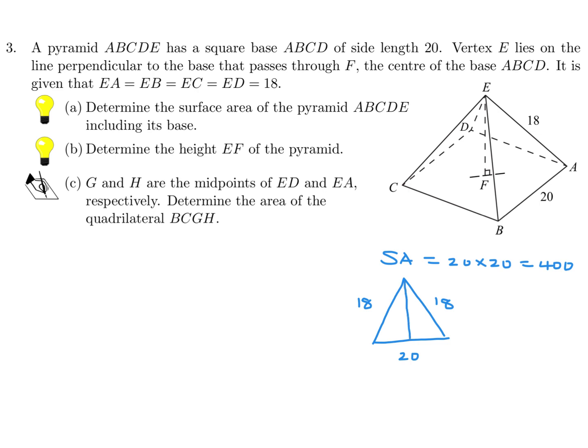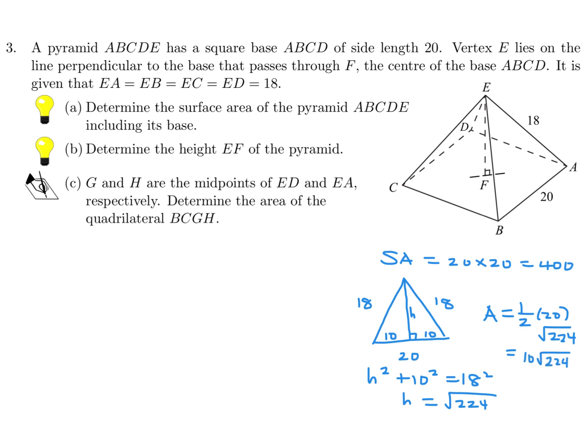So if I draw a perpendicular, chop that into half, 10 and 10, and then this is the height. I can use Pythagoras to figure out that height. So it's going to be 8 squared plus 10 squared is equal to 18 squared. And that means h is going to be root 224. So the area of this triangle is 1/2 base times height. The base is 20 and the height is root 224. So that's 10 times root 224.